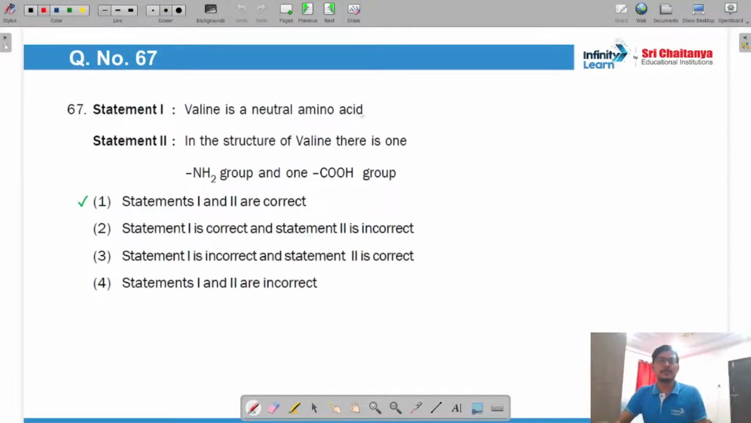Valine is a neutral amino acid. Yes, it has an isopropyl group at the alpha position, right? So this is like CH2, CH, and then CH3 twice, right? In the structure of valine, there is one NH2 and one COOH group. Yes, both statements are correct.